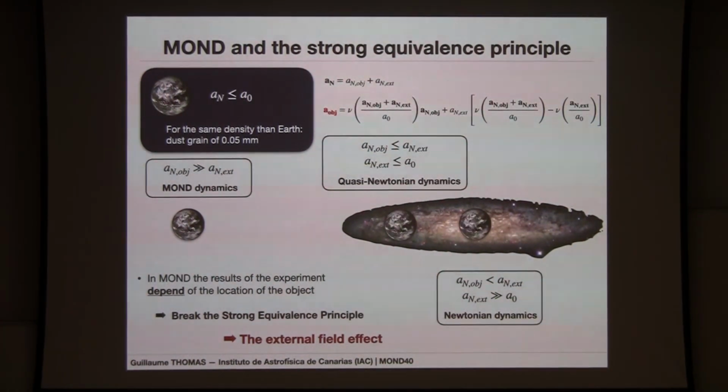So the conclusion is that in MOND, the result of an experiment depends on the location in space. It's completely different from what you have in classical Newtonian dynamics, and so you break the strong equivalence principle, and this is usually what we call the external field effect.